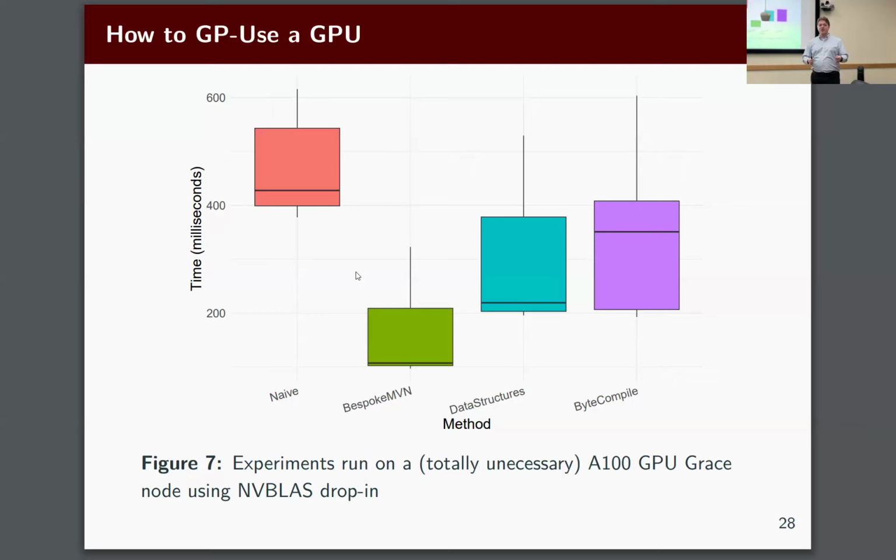If you have small problems, the overhead of communication between the CPU and the GPU can actually kill your performance. So the nice thing about NVBLAS is it's a drop-in and it will try to intuit which problems would benefit from going to the GPU versus which problems should continue running on the CPU. So it's quite well optimized. It's a nice thing.